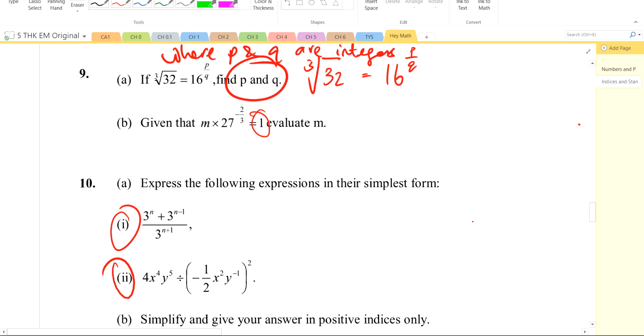This one over here is equal to anything to the power of 0. So what do you think we should be doing? 1 change to 27 power 0. Okay, sounds like it will work. M times 27 power negative 2 over 3 equals to 27 power 0. Now you want to find M. So what must we do on both sides? We don't even need to write this actually. So M is simply 1 over 27 power negative 2 over 3, which is 27 power 2 over 3.